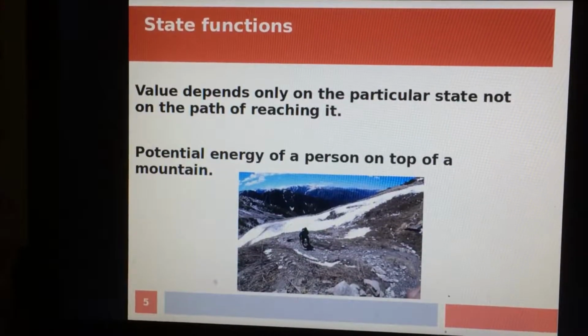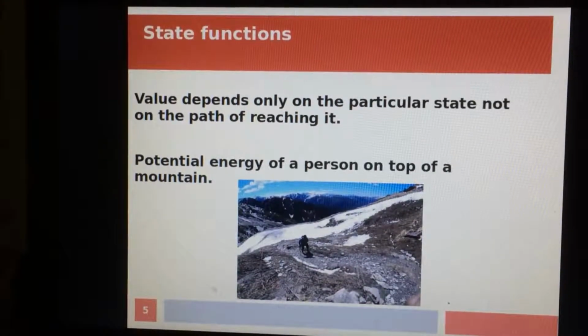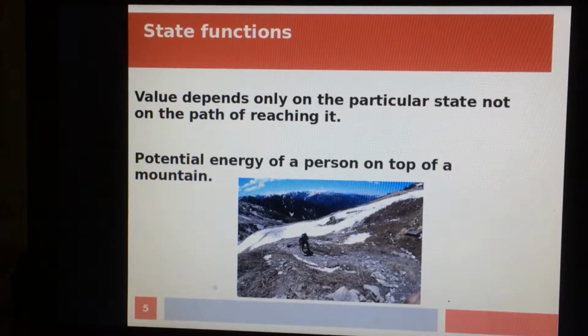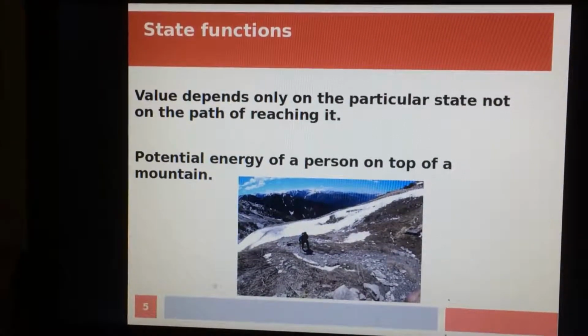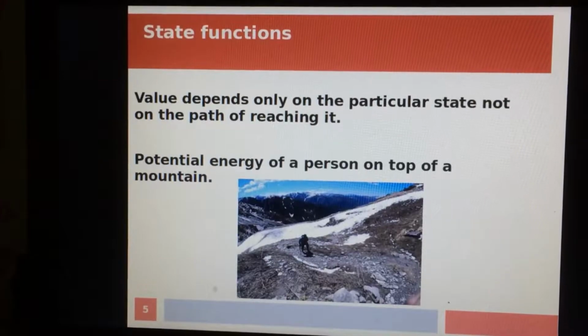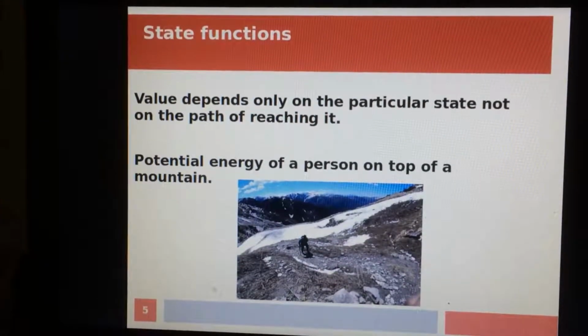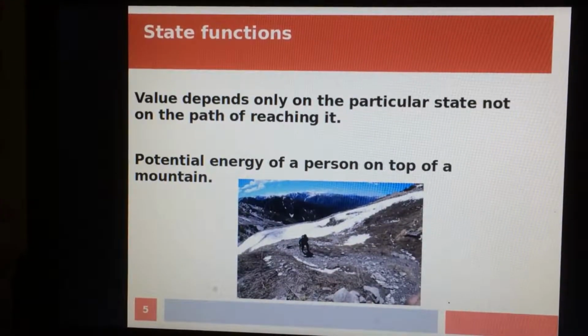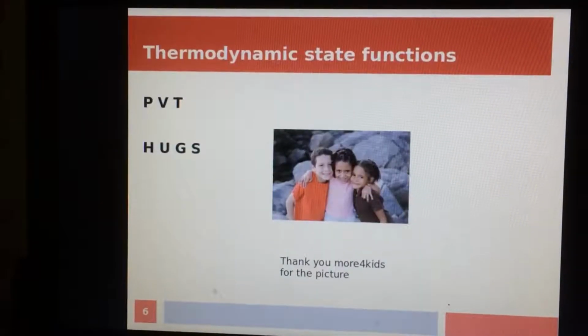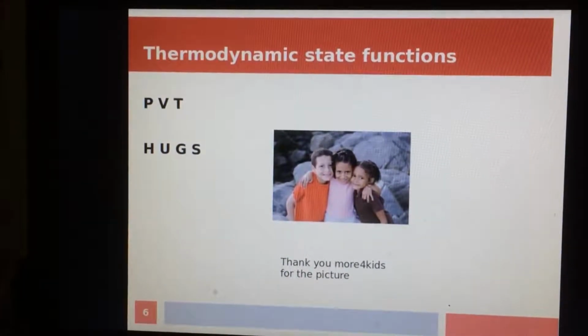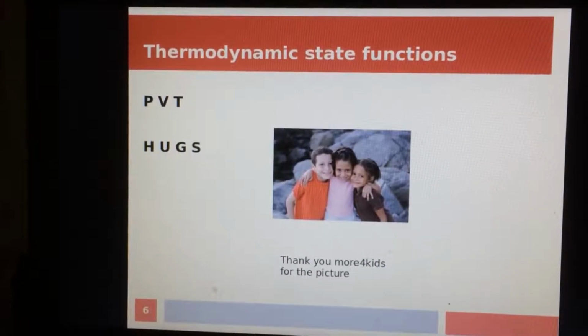Similarly, in thermodynamics there are some functions which are called state functions, whose value depends entirely on the state of the system, not on the path of reaching that particular state. And these are the examples of thermodynamic state functions.